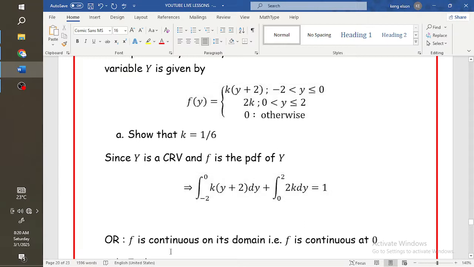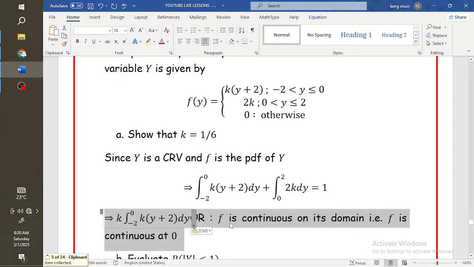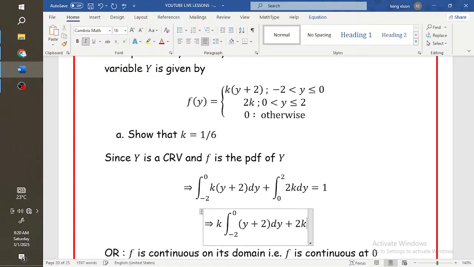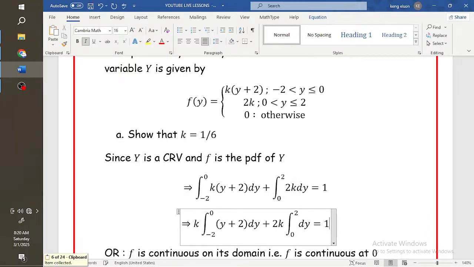Okay, so here, what does this mean? So let's go gradually. Now k is a constant. I put it out of the integral, then I'll be integrating this function. Since k is a constant, put it out of the integral. And then now plus 2k is also a constant. Put it out of the integral and you'll be integrating dy, and equate to 1.